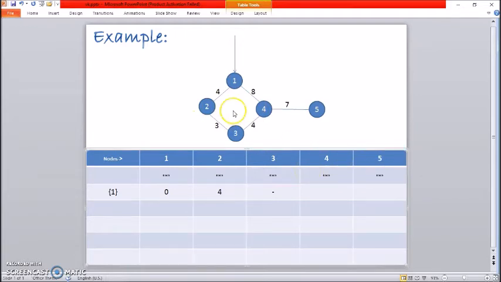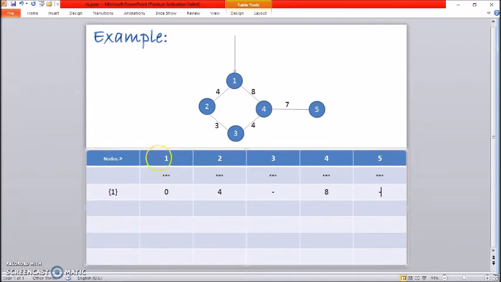Now node 4. Node 4 is directly connected to node number 1, so the distance between them will be 8. Now node number 5. Nodes 1 and 5 are not directly connected, and there is no intermediate visited node to write the path between 1 and 5. So we will write the distance between 1 and 5 as dash. There is no distance between them.